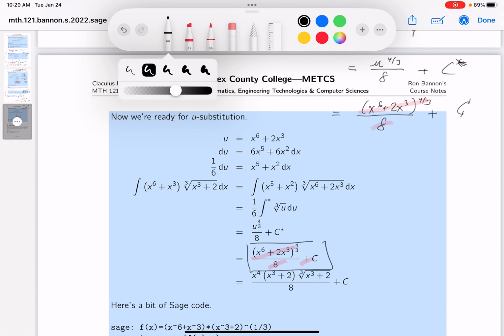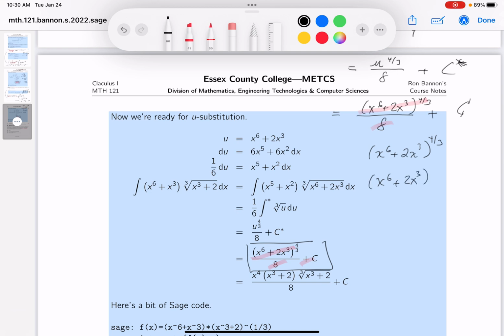So I'm going to try to simplify this: x to the sixth plus 2x cubed to the 4/3 power. Now, what do I know about that? I actually know it's x^6 plus 2x cubed, one of those factors, right? Because 4/3 is 1 and 1/3. So cube root of x^6 plus 2x cubed. I'm just going to simplify this. We'll worry about the 8 later. I'm going to factor it. And what would you get there? Looks like you get x cubed, and that would be x cubed plus 2.